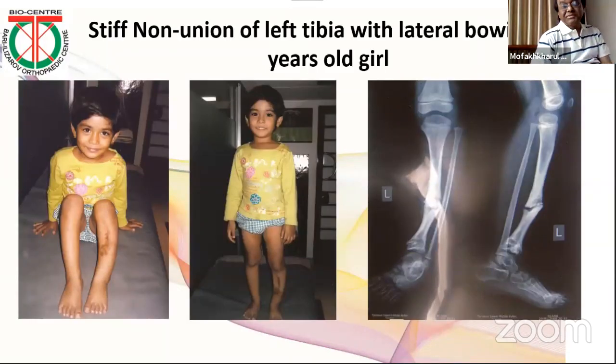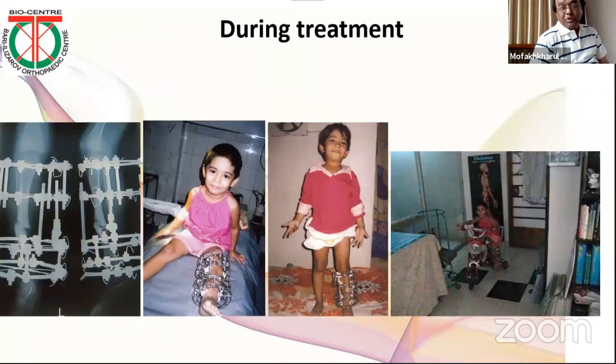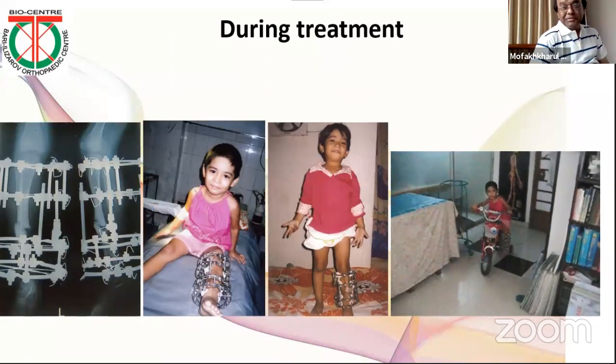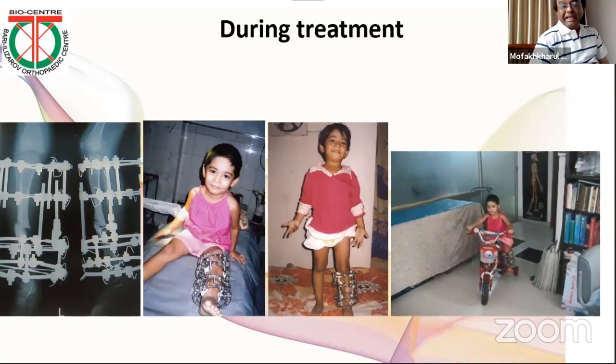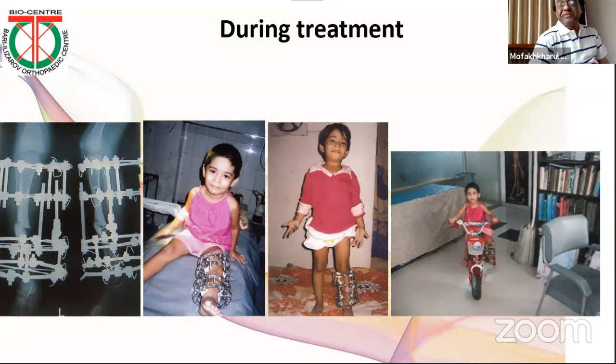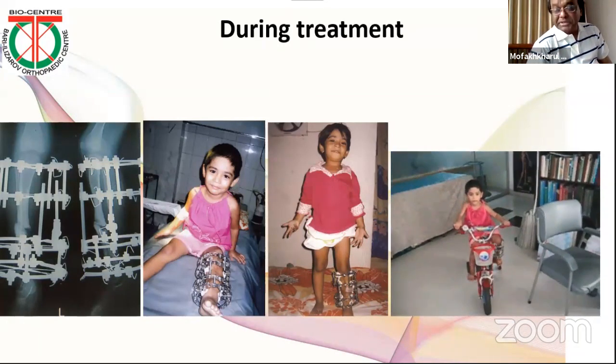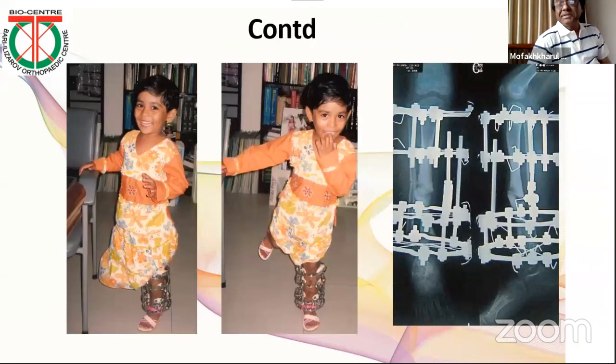See, dear friends, do you think this is very difficult? No. I always tell, no, not difficult. Stiff non-union, see. What I have done, most orthopedic surgeons know, they put the ring with wires. I have done only an osteotomy in the fibula, and then gradual distraction. See, gradual distraction, osteotomy in the fibula here, you can see, and gradual distraction.